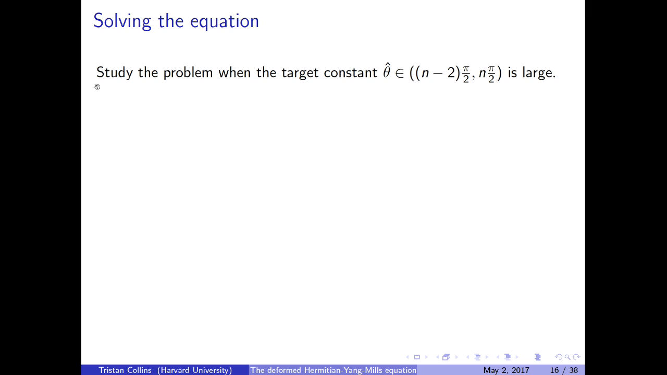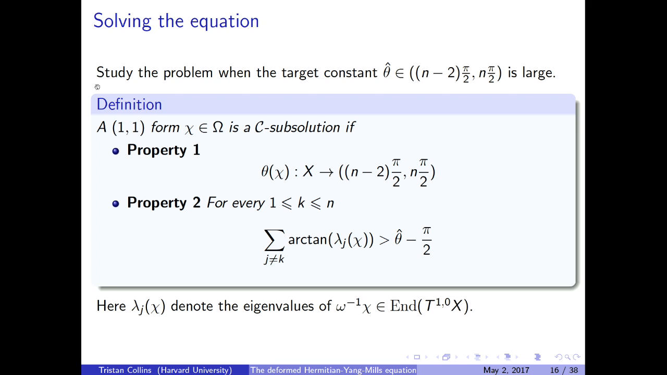Okay, so let's assume we can lift the angle. And let's study the problem in the case when this target angle is quite large. So this turns out to be the best thing to do from the analytic standpoint. So I'll say a few more things about that later. But let's introduce the notion of a subsolution. So a C subsolution is going to be a 1-1 form, oh, that should be B, with the property that it maps into the right interval. And if I look at the sum of all of the arctans of the eigenvalues of this 1-1 form, and I remove one of them, I should get something that's bigger than my target angle minus 2 pi. This is, of course, a necessary condition to be able to solve the equation.